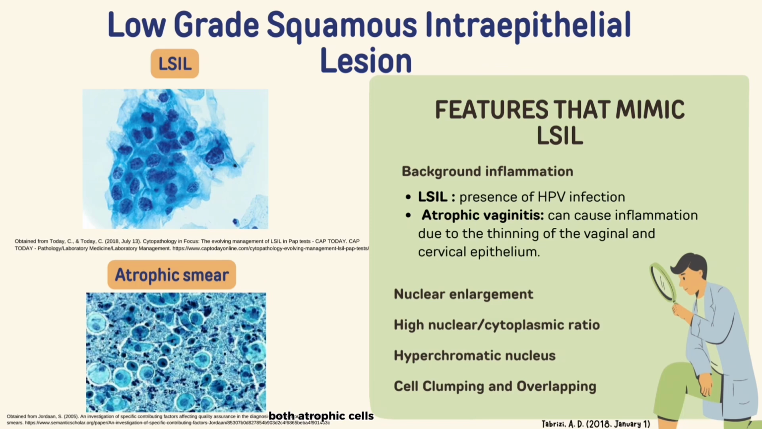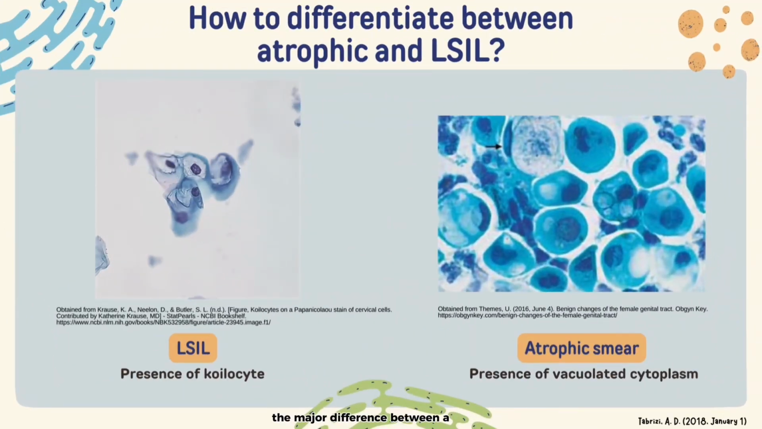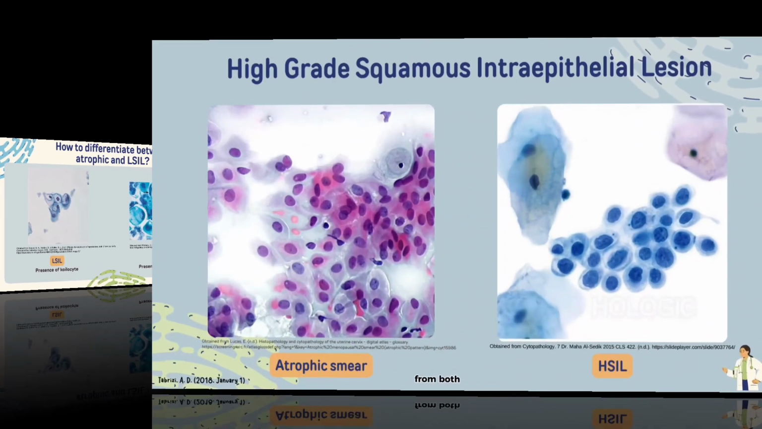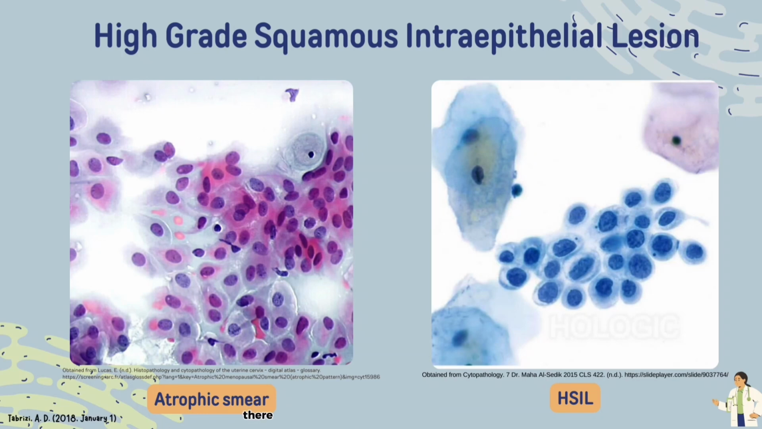Both atrophic cells and LSIL can present with cell clumping and overlapping, where atrophy is due to loss of estrogen and LSIL is due to dysplasia. The major difference between atrophic and LSIL is that LSIL shows the presence of koilocytes, and atrophic will show the presence of vacuolated cytoplasm. From both pictures, if we look roughly, there is not much difference between them, but the treatment is different. So, we have to look carefully at each detail of the cells to help us avoid misinterpretation.